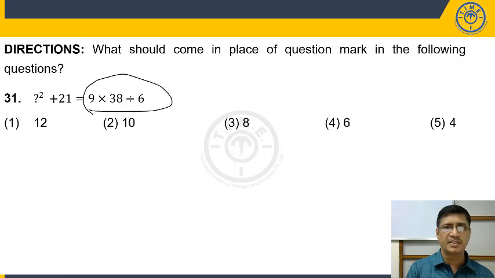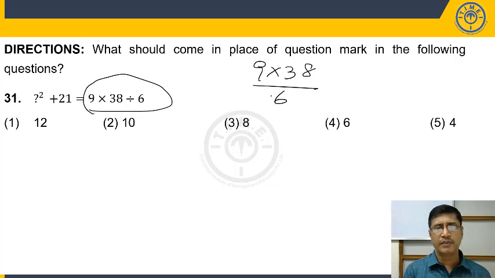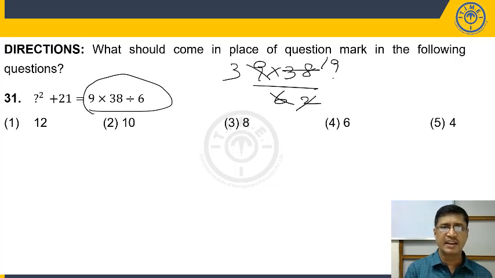First look at the part on the right hand side. So what is given here? 9 into 38 by 6. Now simplify this, dividing with 3. It was 2 times and 3 times. What about 2? It was exactly 19 times in 38. The product of 3 and 19 is 57.